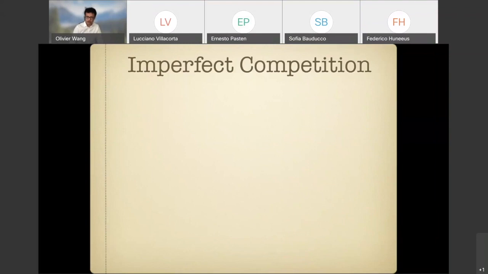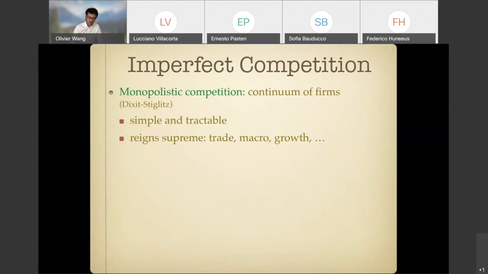So far, the literature in macro and other fields has been using this very powerful and tractable framework of monopolistic competition, where you assume that there is a continuum of firms. Each firm is really small, and doesn't have any impact on the aggregate by itself. This model is amazingly simple, and that's why it's been used everywhere: trade, growth, macro, in static cases, in dynamic settings, and in particular as the backbone of the new Keynesian model.